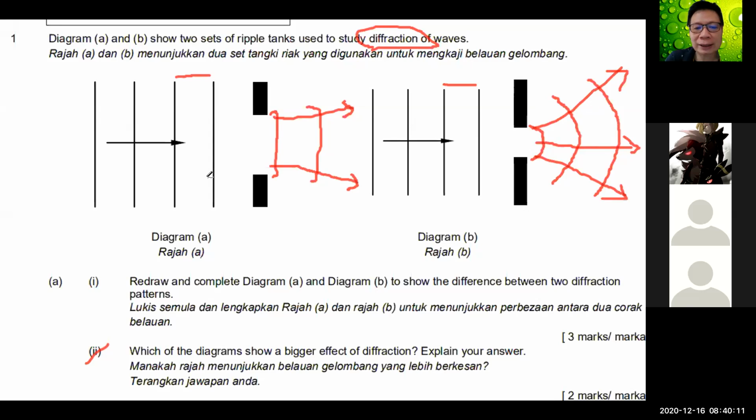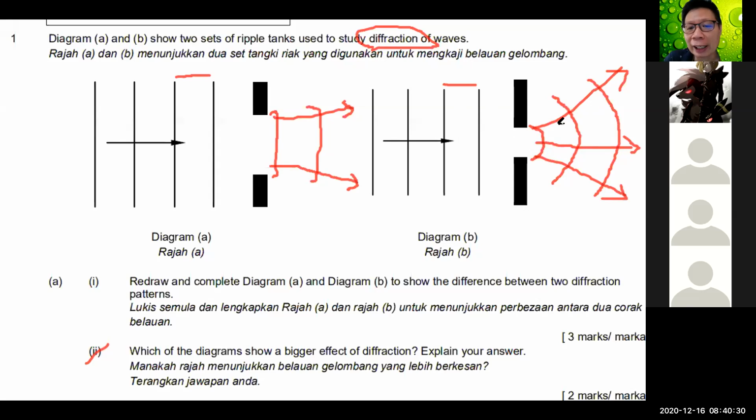Anyone want to try answer? How to answer this? We know this is a bigger effect of diffraction, but what is the reason? What is the reason of bigger diffraction of this? Okay, Leong Jianling, please come out. Leong, can you tell me why? What is the reason of this one?